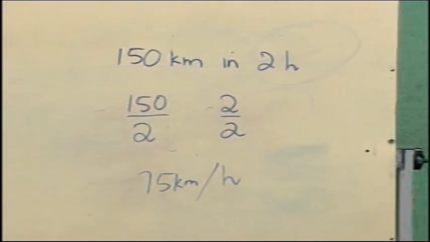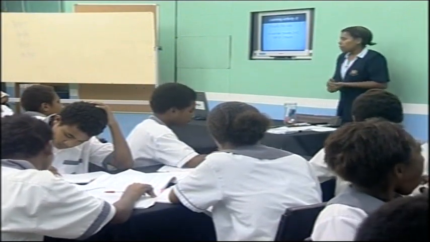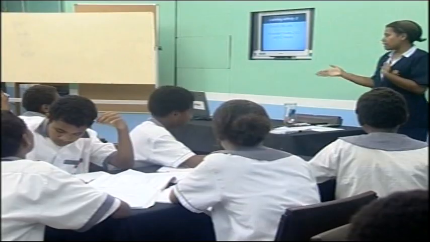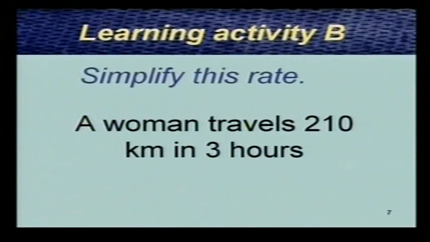Now, look at the next one. A woman travels 210 kilometers in 3 hours. What is the fixed rate? Or you simplify this, how many kilometers will it be per hour? Look at the problem there. A woman travels 210 kilometers in 3 hours. You simplify it down. How many kilometers will that be per hour? Per 1 hour.